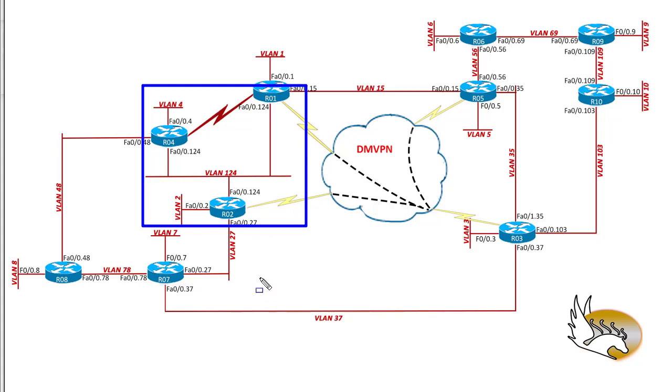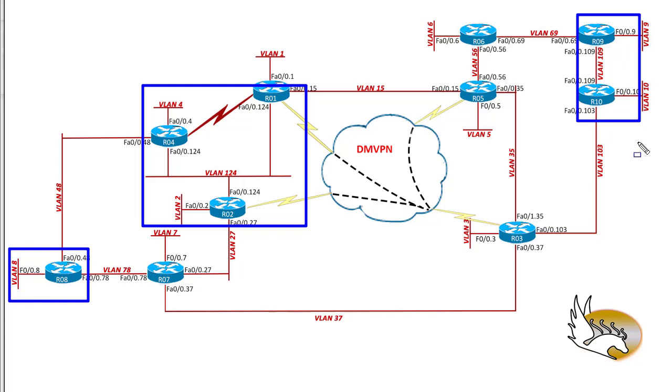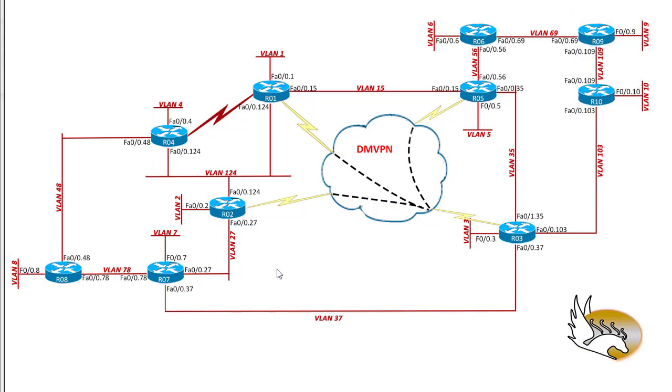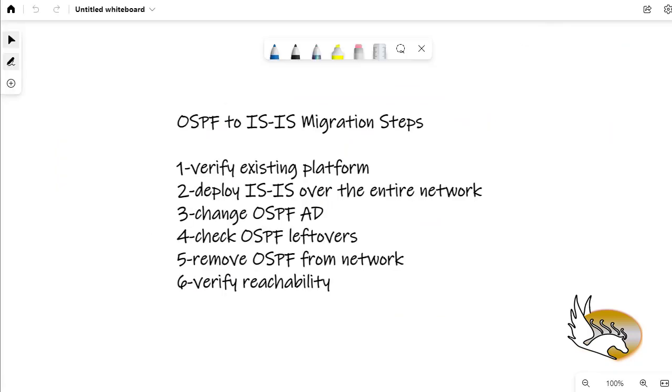So basically what I'm going to do is to start from the edges, router 8, router 9, and router 10. These are my edge routers, and they are going to have the first migration, and from that time on all the routers gradually toward the core are going to change into IS-IS. And finally I'm going to remove OSPF from my network. So these are the steps. The first one is going to be to verify the existing platform.